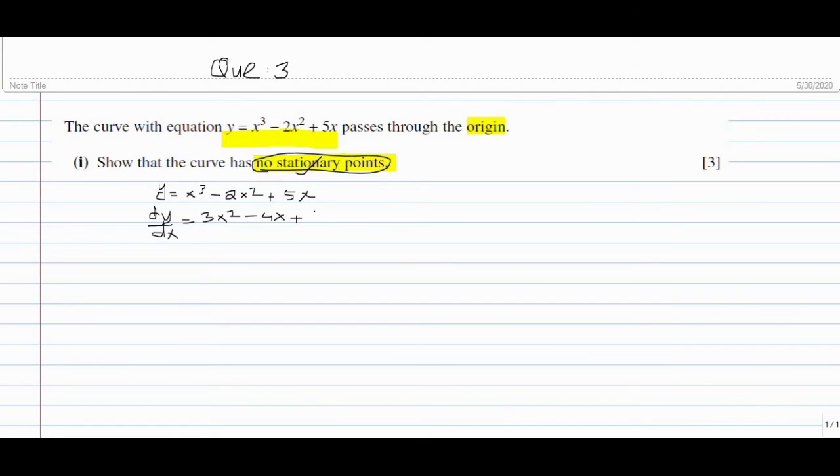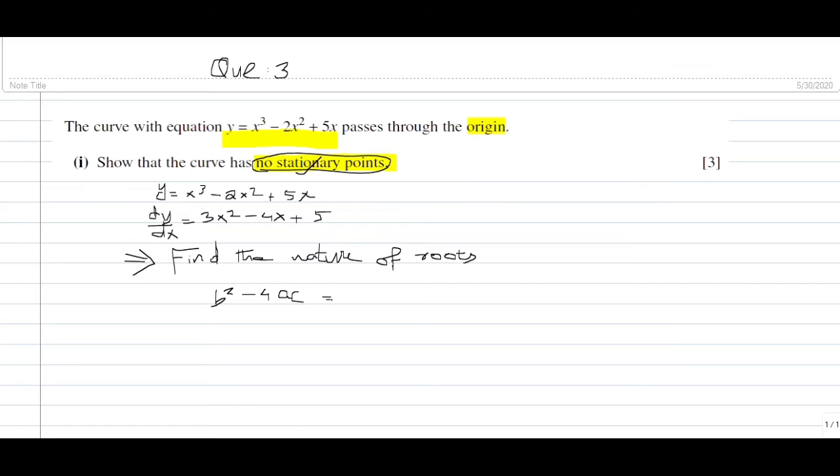To check whether it has stationary points, let's make use of the nature of roots. The nature of the roots is based on the discriminant, which is b squared minus 4ac. So b squared minus 4ac is (minus 4) squared minus 4 into 3 into 5, which is 16 minus 60, a negative answer. That means b squared minus 4ac is less than 0.